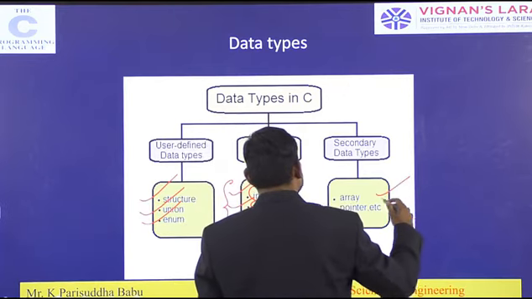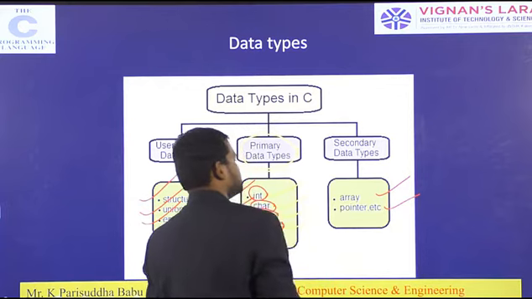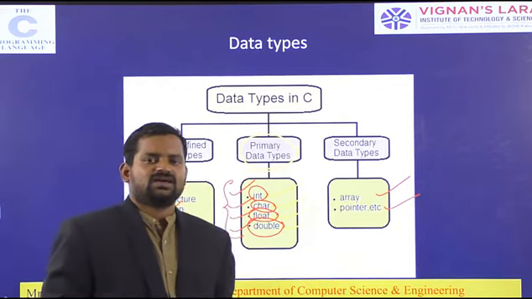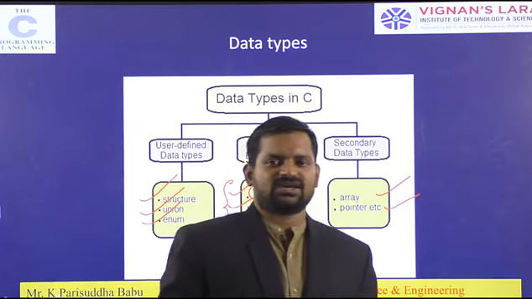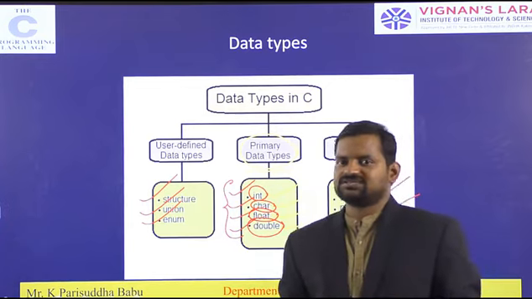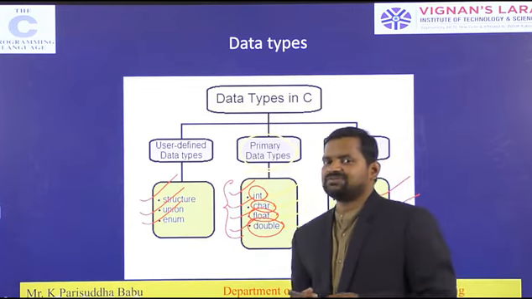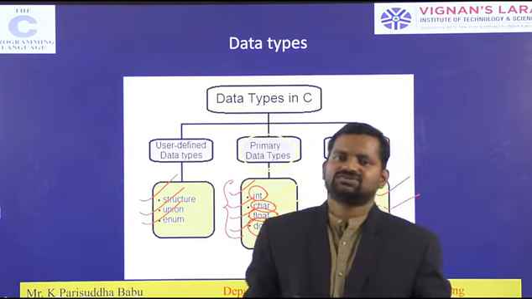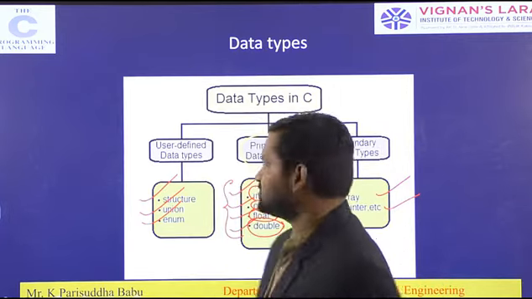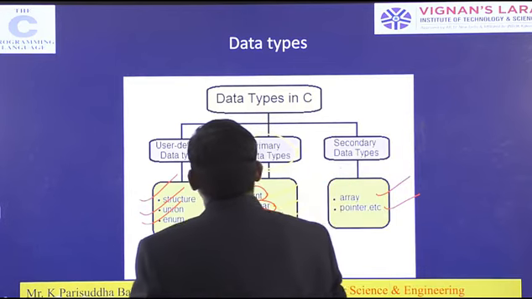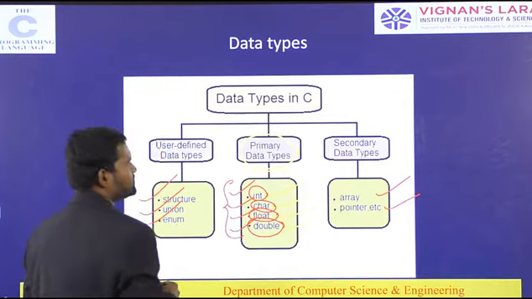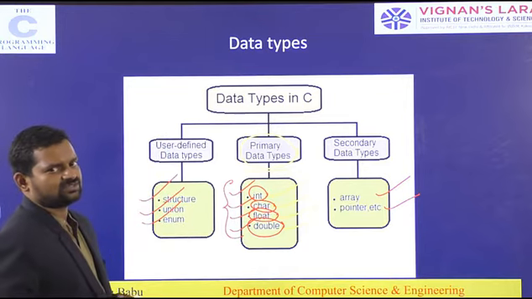Those are arrays, pointers, etc. Arrays and pointers are the secondary data types. Okay. So these are all the data types which are available in the C language. C language contains how many types of data types? User defined data types, primary data types, and secondary data types.